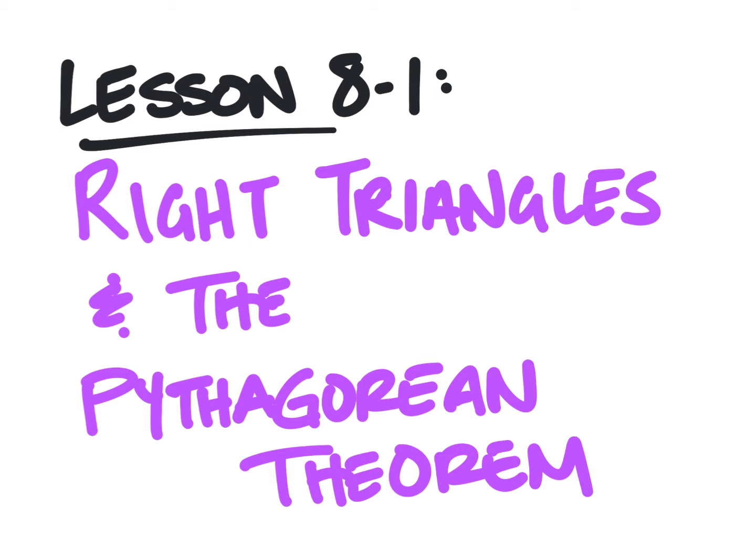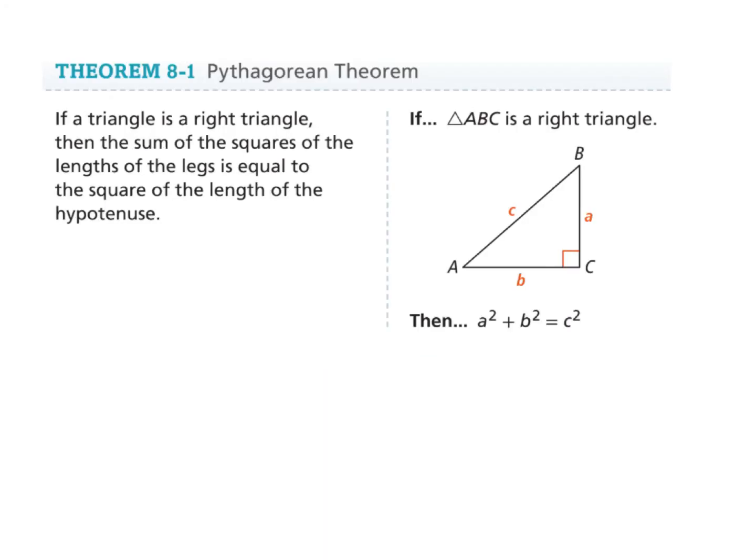So let's jump in first and take a look at the Pythagorean Theorem. So here we have it. You're probably familiar with the Pythagorean Theorem by this time. It's this idea that if I have a right triangle, it only applies to right triangles. We have to keep that in mind. And we call the legs of the right triangle A and B. Their lengths are A and B.